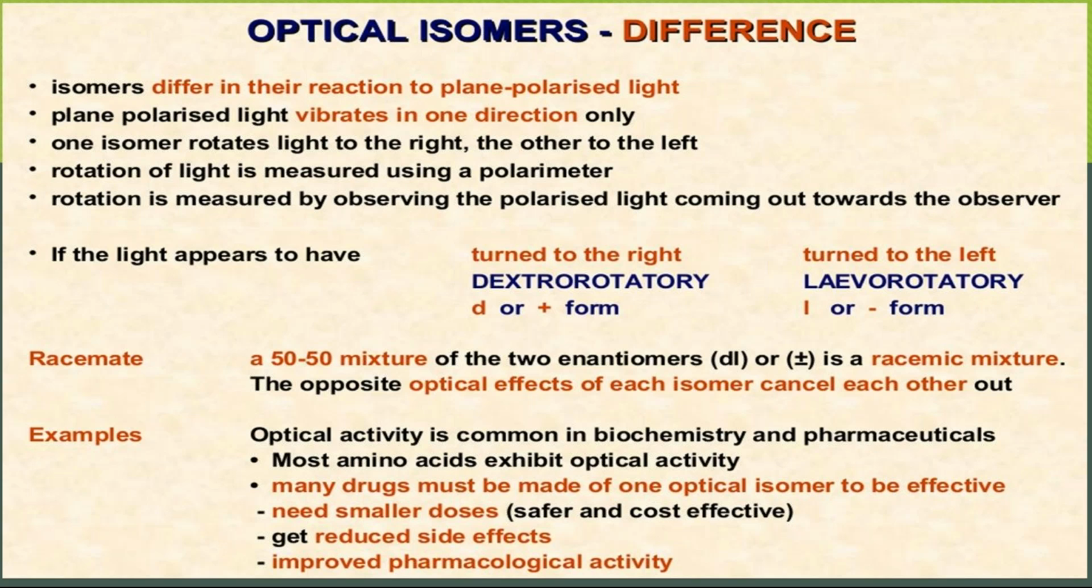Some drugs will have side effects, and one isomer will have a good therapeutic effect while the other isomer will have the most side effects. So optical activity plays an important role in choosing drugs. Many drugs must be made of one optical isomer to be effective, and they need smaller doses, are safer and cost effective. They also get reduced side effects. They improve pharmacological activity when you separate a specific isomer and use it.